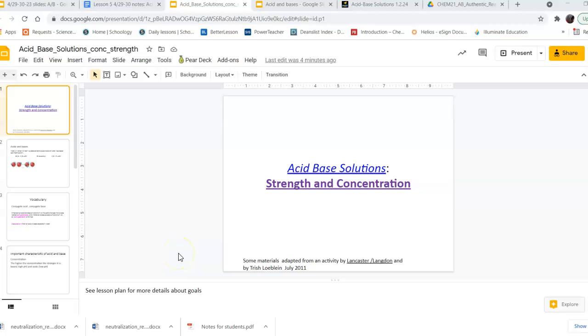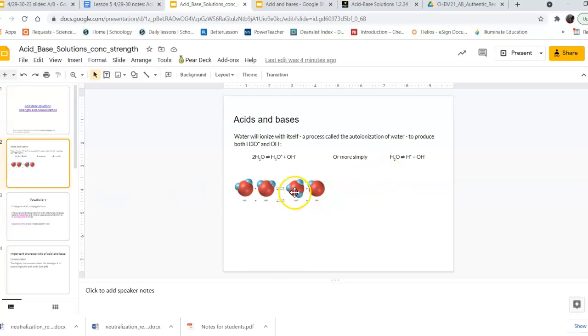Hello, so we're going to continue the conversation of acids and bases, but we are going to focus primarily on strength and concentration. So we talked about that water ionizes, right? And we talked about how when water ionizes, it generates a hydronium ion and a hydroxide ion. And because they have the same concentration, water is neutral, right?